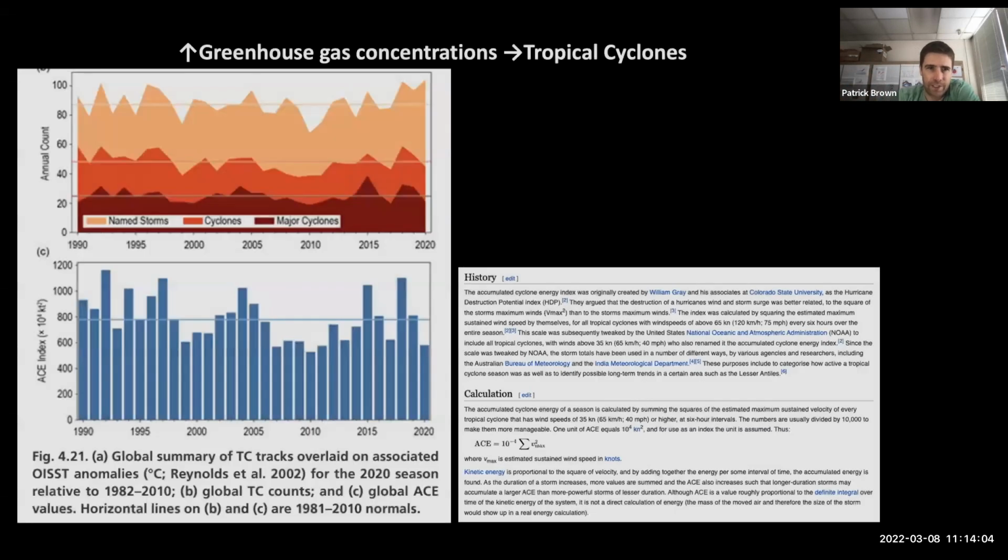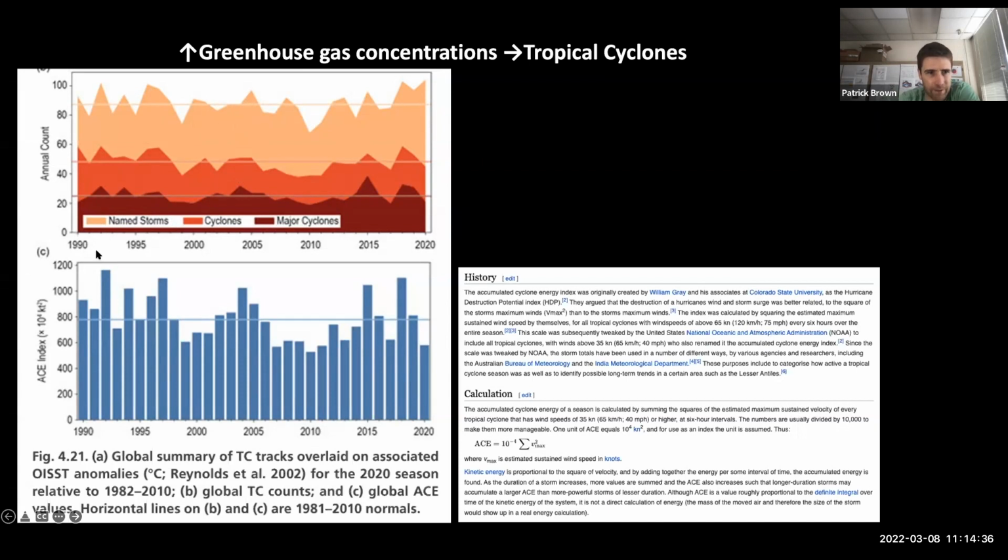So this is what it looks like in terms of global annual count of named tropical cyclones. That's in this lightest color. And then cyclones would be anything that's hurricane strength or more. And then major cyclones would be anything that's category 3, 4, or 5. And this goes back to 1990.